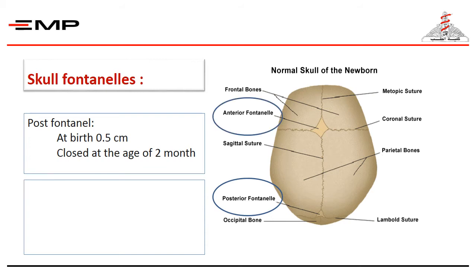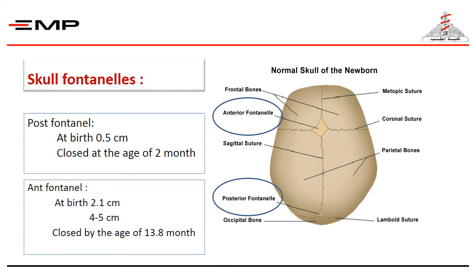The anterior fontanelle is the gap between coronal, sagittal, and metopic sutures at the meeting of parietal bones and frontal bones. It is 2 centimeters at birth, enlarges over the first few weeks to be 4 to 5 centimeters, then gradually decreases in size to close at the mean age of 13.8 months.